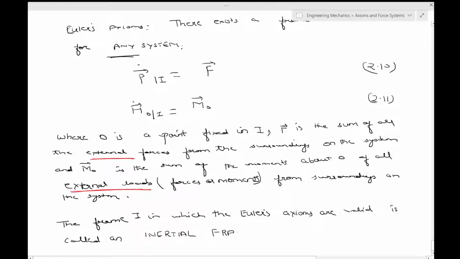Okay, so this is the first time this word has come up in our discussions. What is an inertial frame? An inertial frame is the frame in which Euler's axioms 2.10 and 2.11 are valid. Okay, that's the short answer.